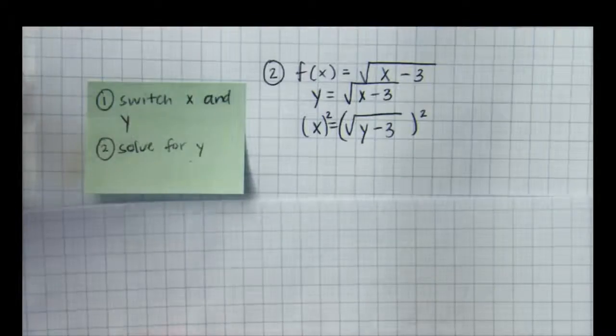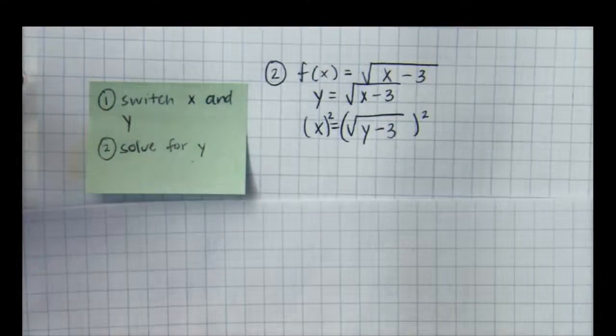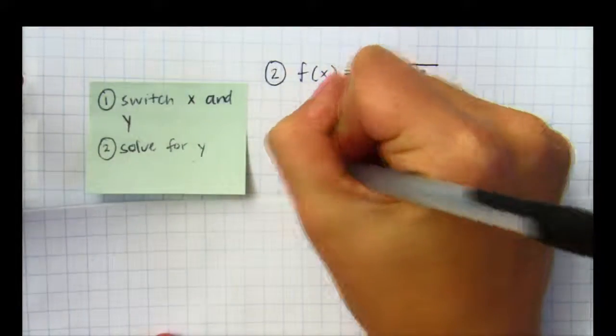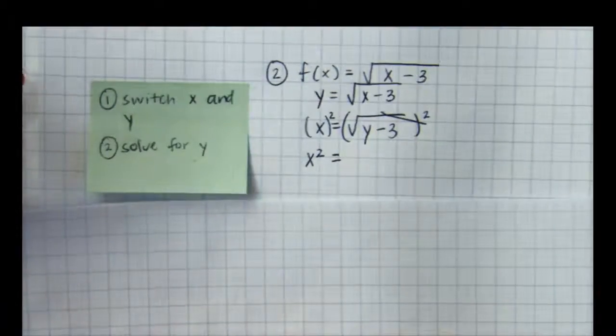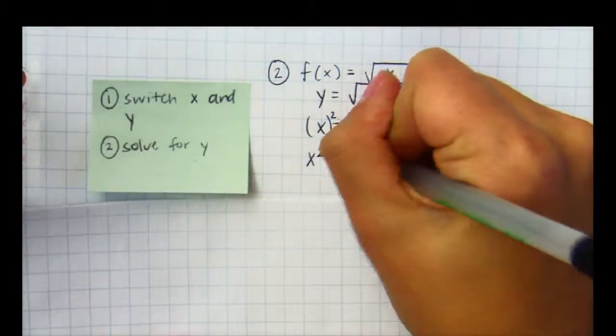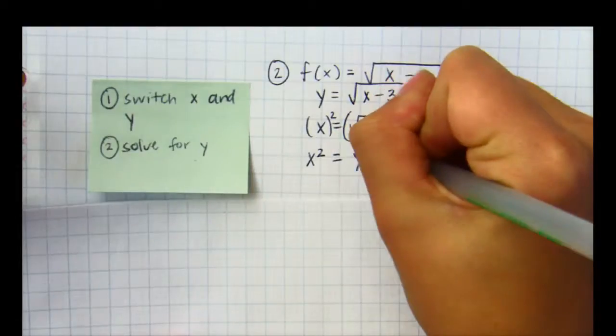So I'm going to square this side, and I'm going to square this side. When I square something, I don't have to add a plus or a minus. That is only when I need to take a square root. So this is simply going to be x squared is equal to, and over here, my square root will cancel out with my exponent. So I'll just be left with y minus 3.